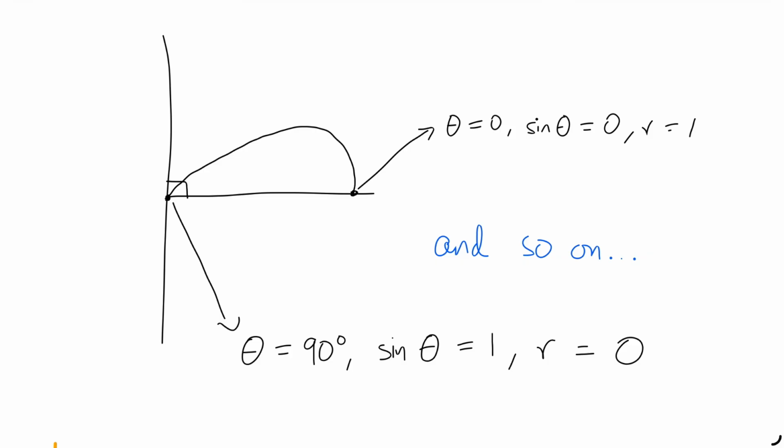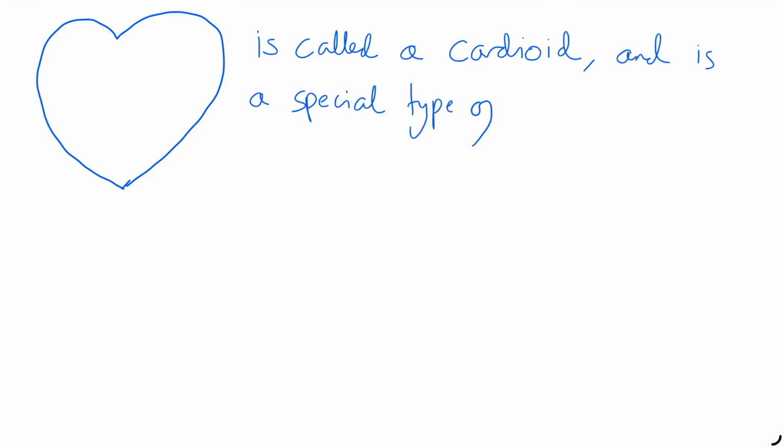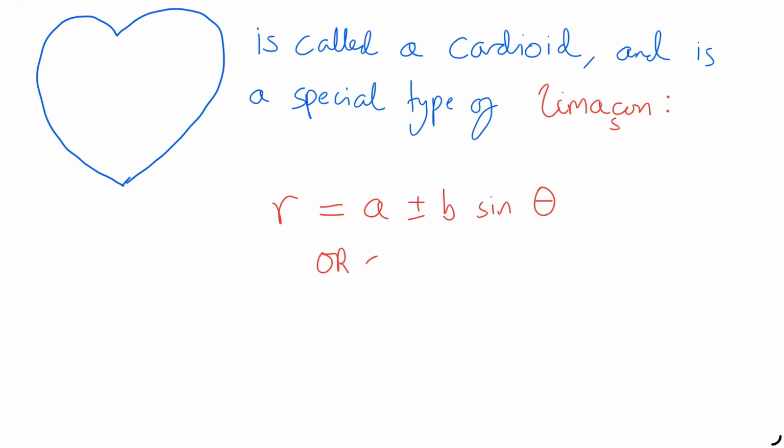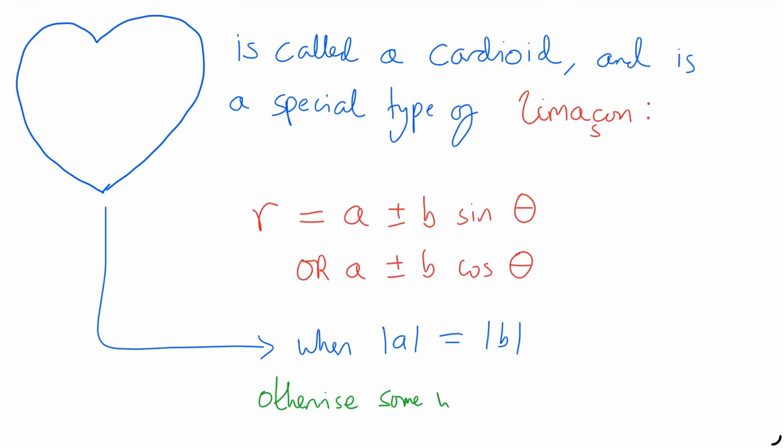And this shape here is called a cardioid, presumably stemming from the word cardiac because, well, it looks like a heart. And cardioids are a specific example of limacons, which are of the form r equals a plus or minus b sine or cosine theta. If the absolute value of a is the absolute value of b, then you get a cardioid. Otherwise, you just get some weird whatever shape.